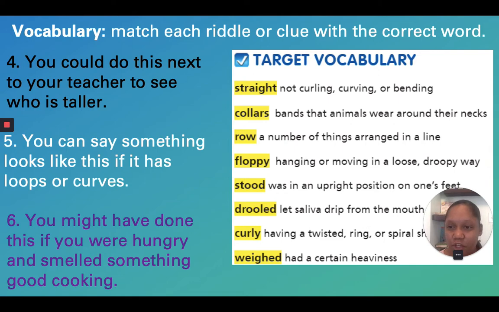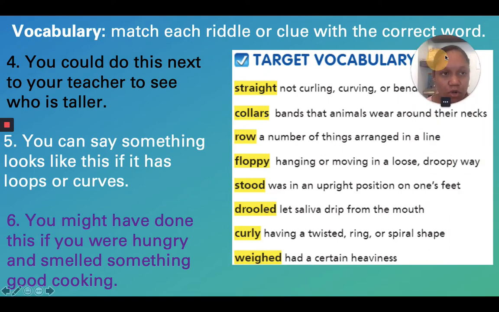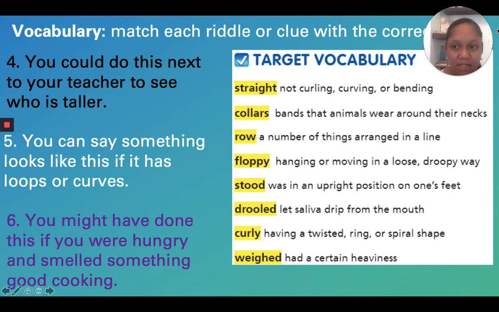Next one says, you can say something looks like this if it has loops or curves. Loops or curves. Think about this. I remember this motion. This kind of reminds me of loops. Do you remember what word goes with this motion? Give you a second. It was curly, having a twisted ring or spiral shape. What's the word? Curly, the motion. And it means, together, say it with me, having a twisted ring or spiral shape.